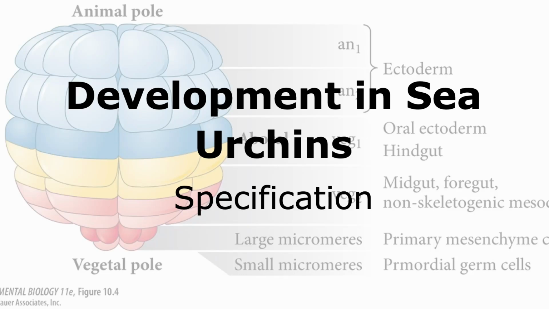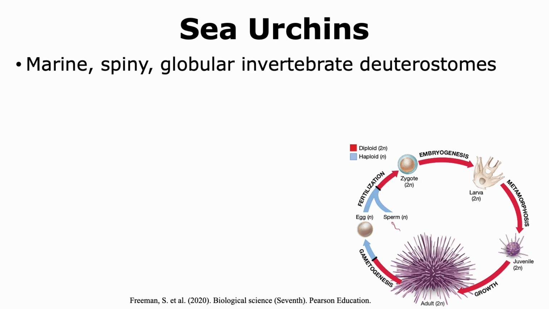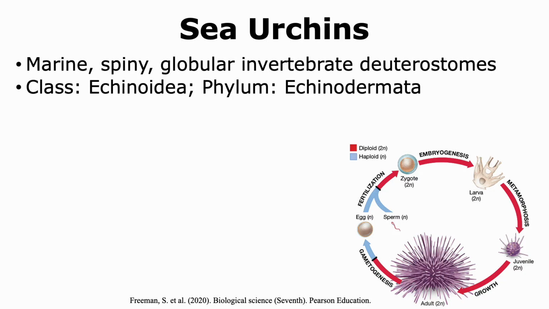Welcome to the Development in Sea Urchins module. In this talk, we're going to learn about specification in sea urchins. Sea urchins are marine, spiny, globular invertebrates. They are deuterostomes that belong to the class Echinoidea, which comes under the phylum Echinodermata.